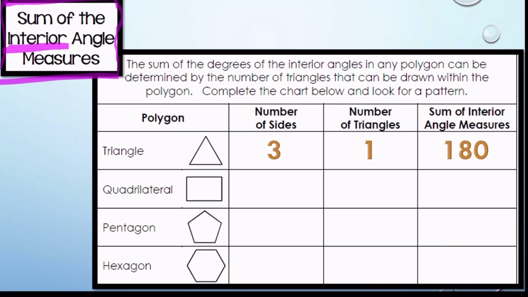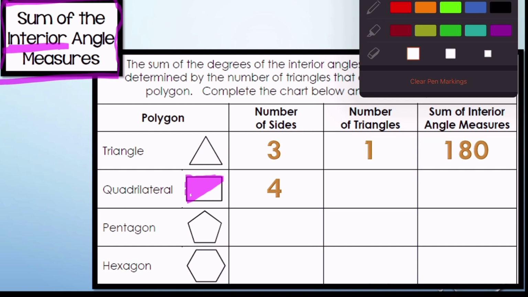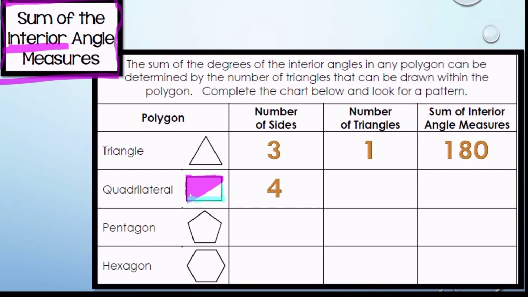So let's take a look at this quadrilateral, okay? We know that a quadrilateral has 4 sides. If I take this quadrilateral and I draw a diagonal, look, I've got one triangle here. Okay, let me switch my colors and show you. I also have another triangle here, meaning there's 2 triangles. That's how we got the 360. That's how we know the sum of the angles is 360.